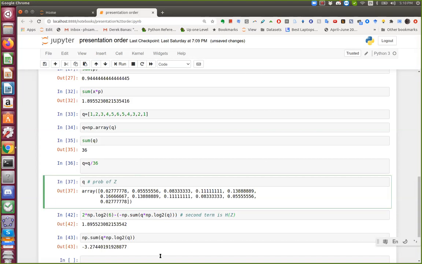So this is probability of C, this is just computed entropy of C. So therefore this guy minus that is equal to 1.895 bits.